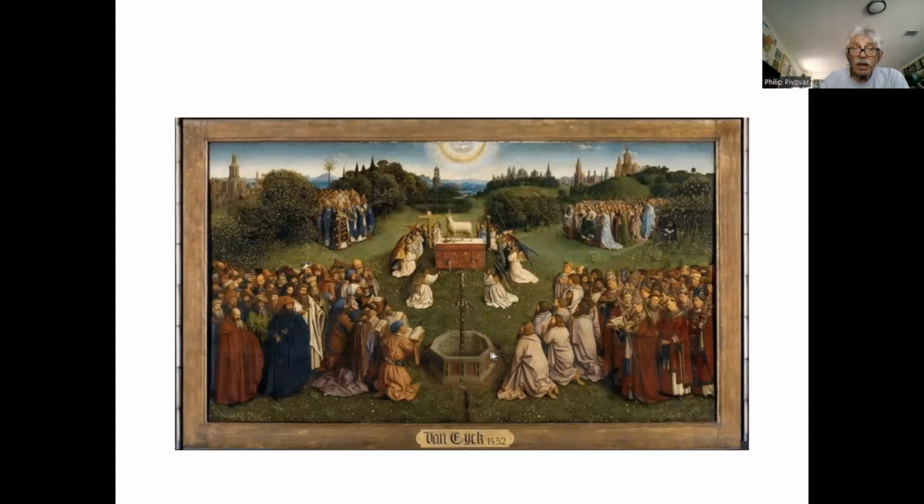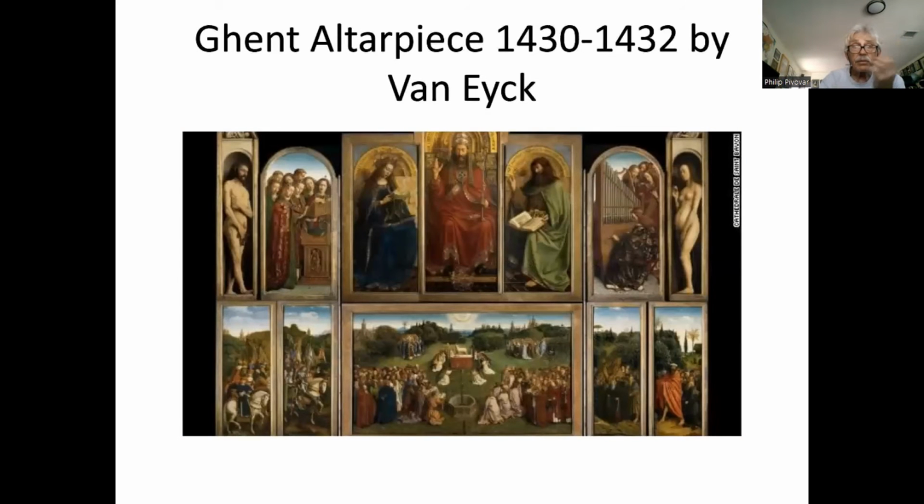Books. Well, these are all of the panels, right? The Ghent Altarpiece. Each one is separate, and together they look like this.